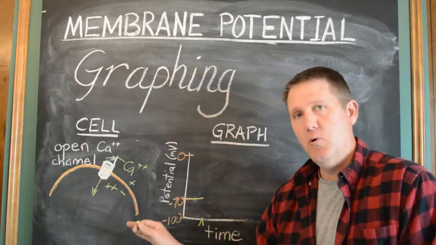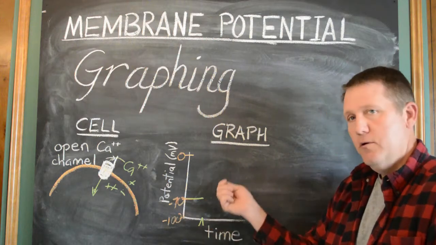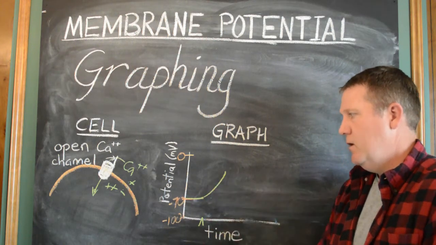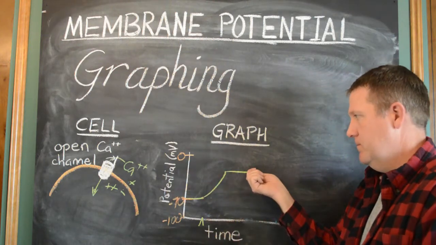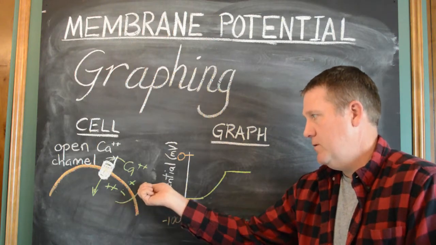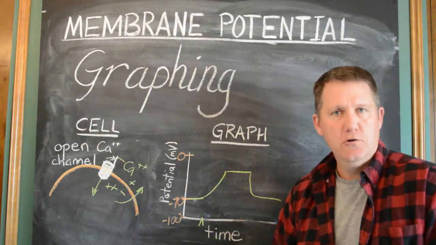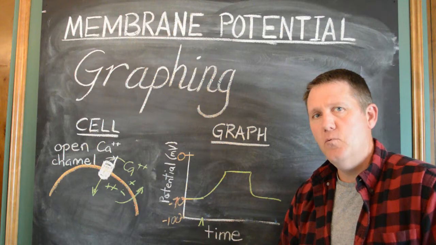So now that we understand what's going on in the cell, what does that look like over here? Does it go up or does it go down? Yeah, it would go up. And if we close that channel, then it would level out here. And if we then pumped calcium back out, it would return to the resting membrane potential. That's good. Let's try a different one.